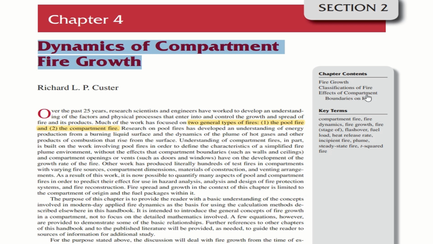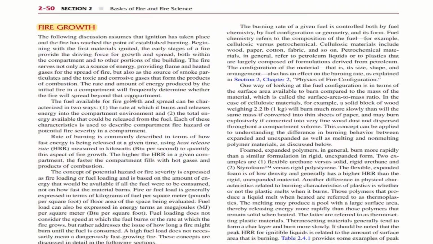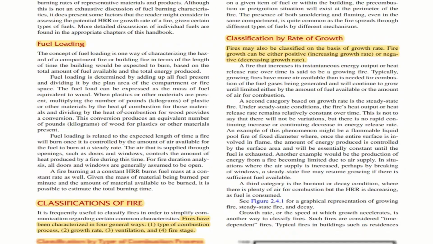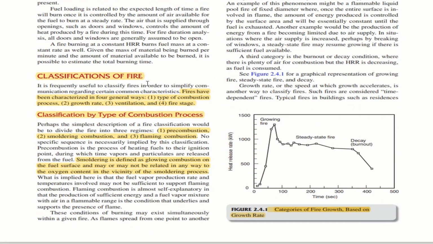Classification of fire, effects of compartment boundaries on fire. So in fire growth we have so many things: heat release rate, apart from that fuel loading, classification of fire. This is an important topic. You might expect a question in your CFPS examination. So classifications of fire. Fires have been characterized in 4 general ways: type of combustion process, growth rate, ventilation and fire stage. Okay, classification by types of combustion process.